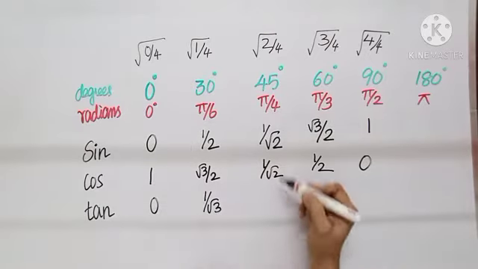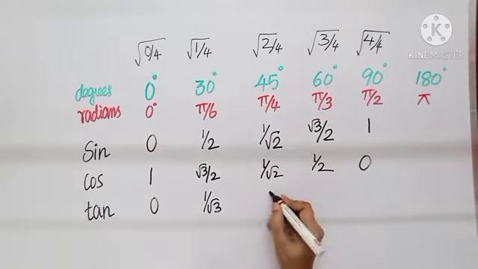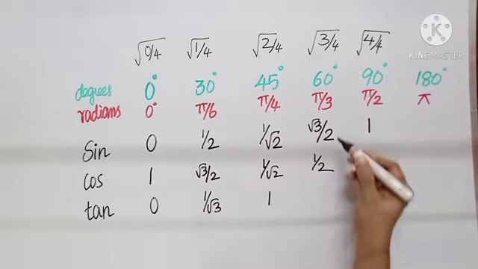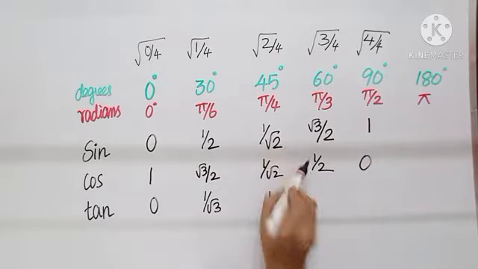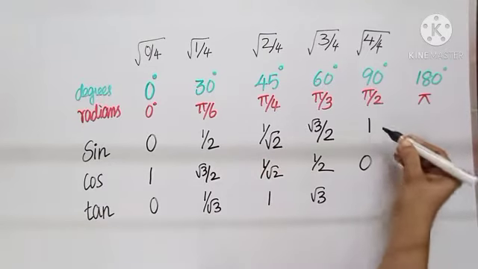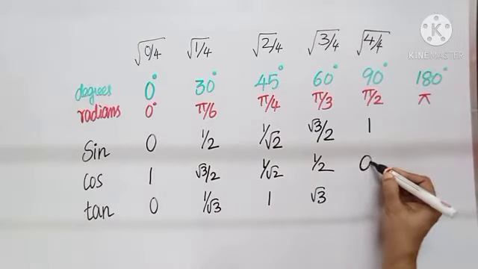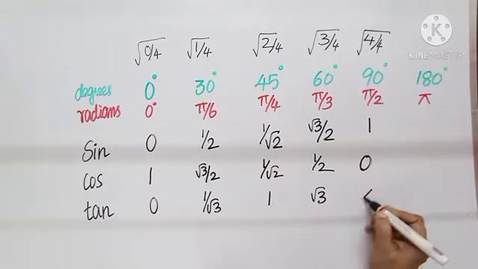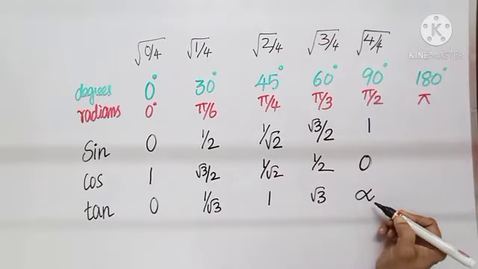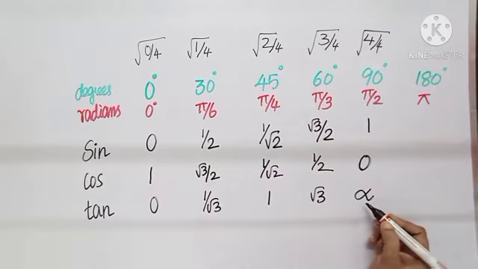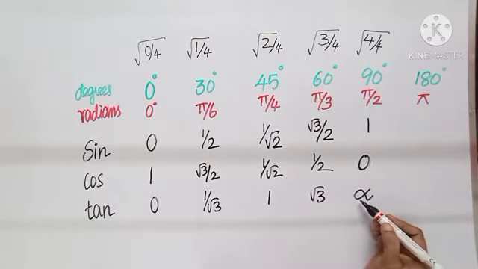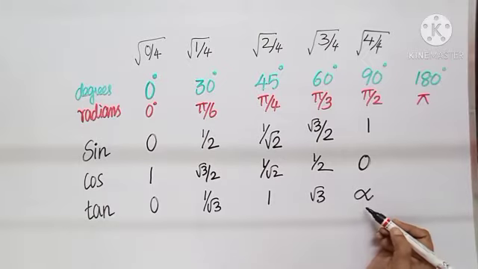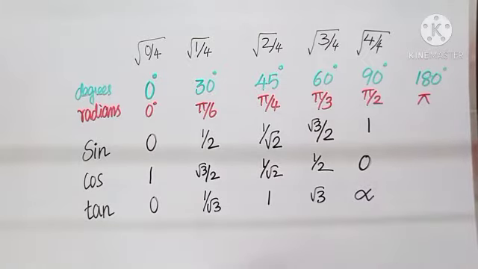1 by root 2, 1 by root 2. When I divide, it is 1. By 2 cancels, my answer is root 3. When I divide by 0, 1 by 0 we call infinity. Or else you can say this is undefined quantity. So here we read it as infinity. Also you can remember it is an undefined quantity as we divide by 0.